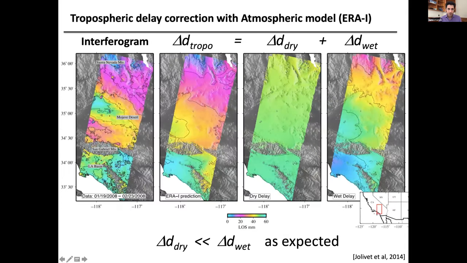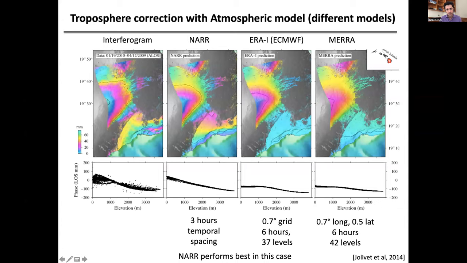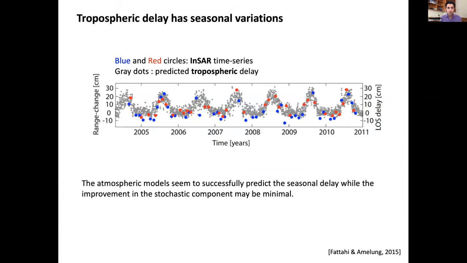And another example where you have an interferogram, and the tropospheric delay estimated from an atmospheric model, in this case ERA-Interim, does a very good job in predicting the delay, probably because we have good topography variation. So that's promising as well. Another example over Hawaii where the atmospheric model is doing a good job.